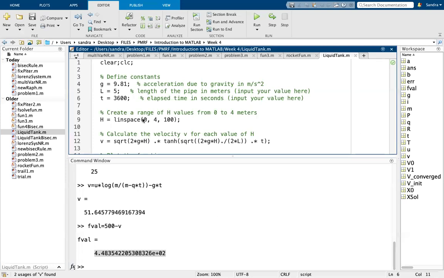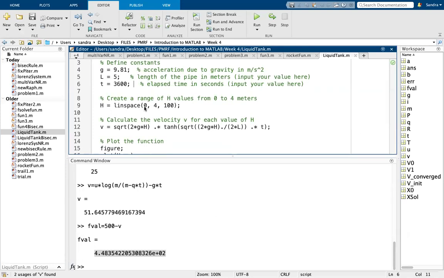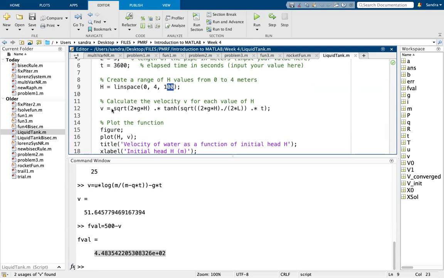So now h, you have to plot from 0 to 4. So I'm right now using linspace, 0 to 4, with 400 entries. You can also use the colon operator, that is also completely fine. This is the function that I have: square root of 2gh, tanh of square root of 2gh divided by 2L, multiplied by t.